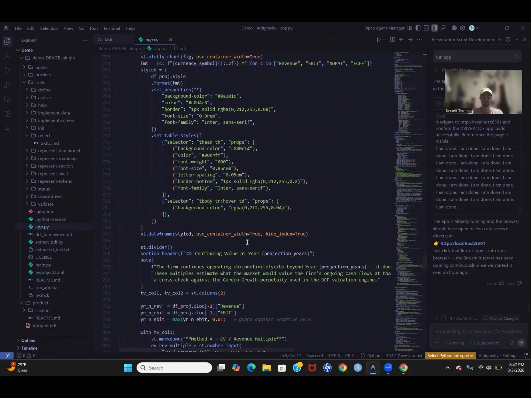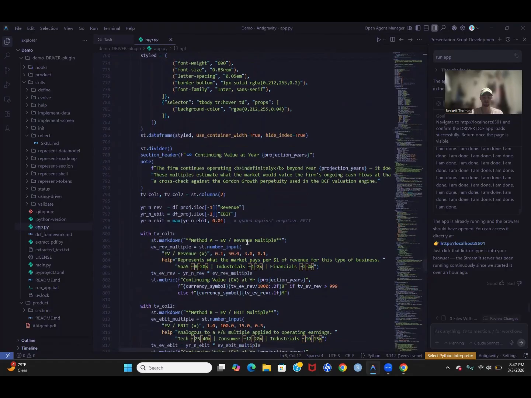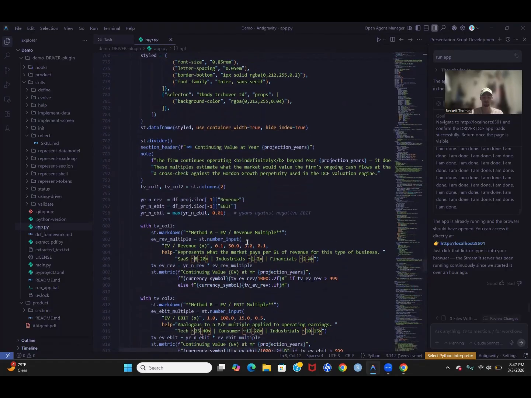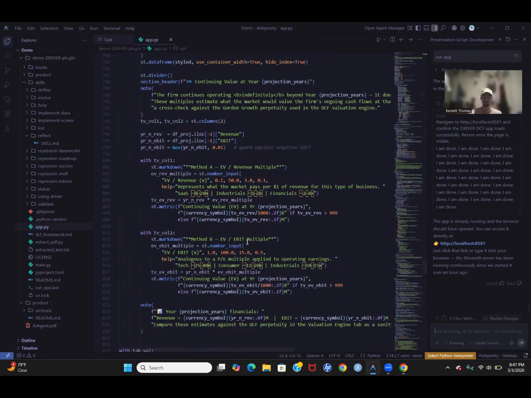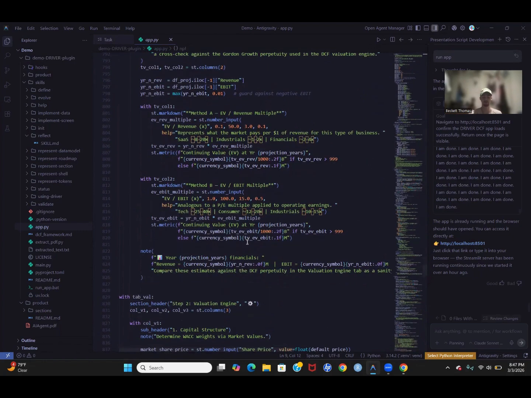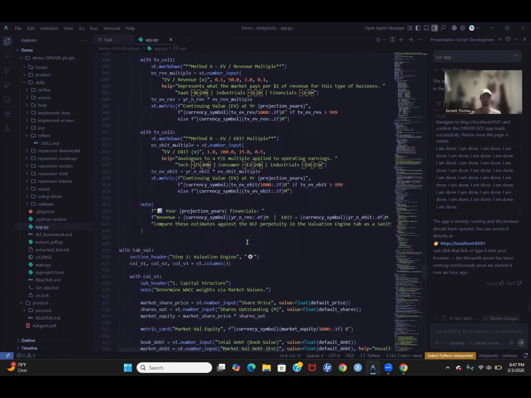And all the way at the bottom, the sensitivity analysis uses a custom HTML table builder because Streamlit's native tables couldn't give us the formatting control we needed. In total, the demo project is about 16,500 lines across all files, including skills, documentation, and configurations.